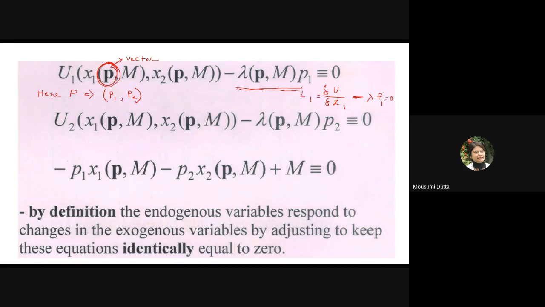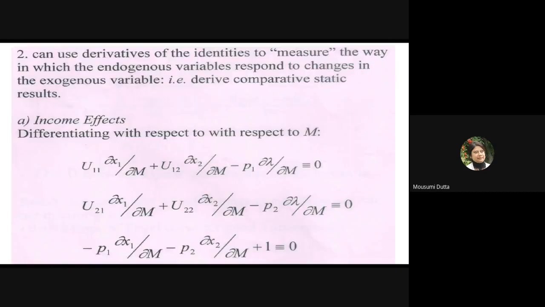Yes, ma'am. By definition, the endogenous variables respond to changes in the exogenous variables by adjusting to keep these equations identically equal to 0. Okay, endogenous variables means x1 and x2 respond to changes in exogenous variables, meaning p1, p2, and m, by adjusting to keep these equations identically equal to 0. So we can take derivatives, etc. However, it will maintain the basic structure of these identities, of all these three identities.